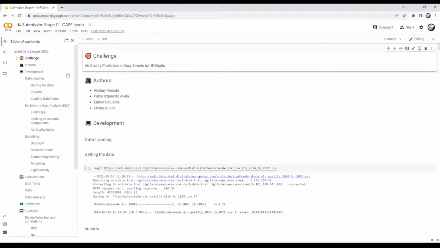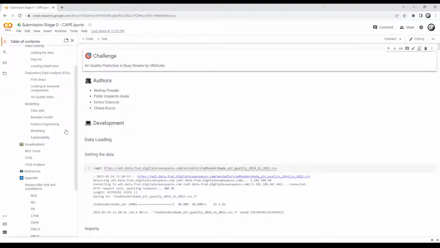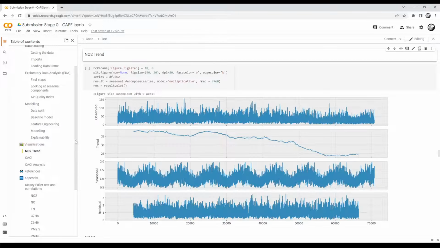So first, let me go on the left side and show you the different components that we separated the notebook in. First, the data loading, where we load the data, obviously. Then the important part, the exploratory data analysis, where we actually extract all of those valuable insights. And finally, the modeling part, where we create a predictive model that can create long-term predictions on the specific challenge. Okay, but let me jump straight into the visualizations because that is exactly what we want to look at.